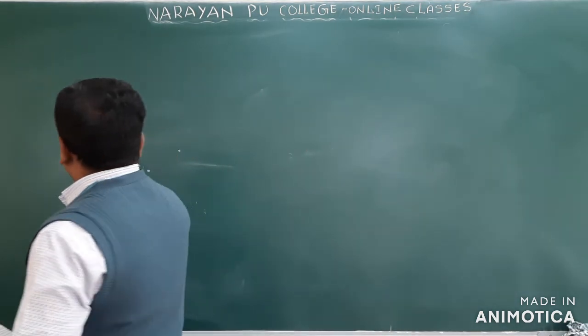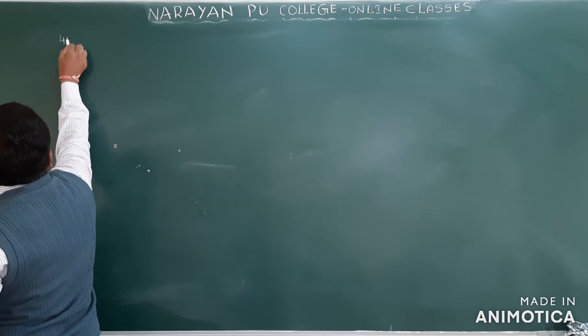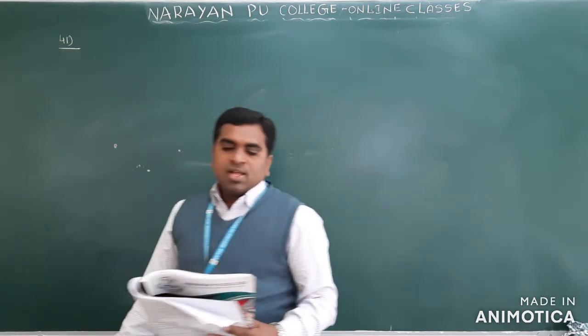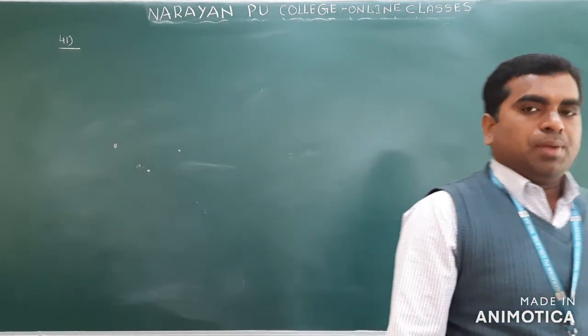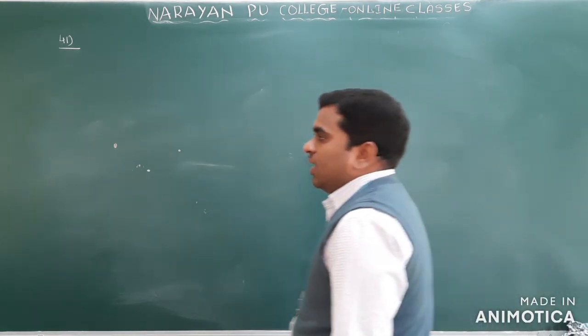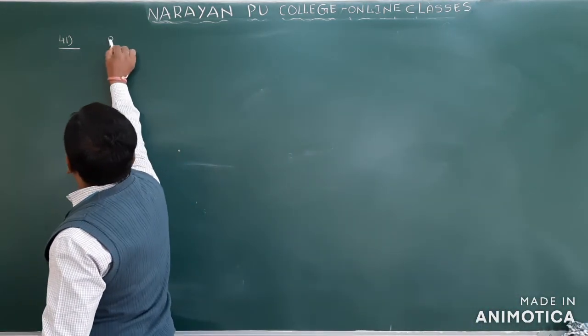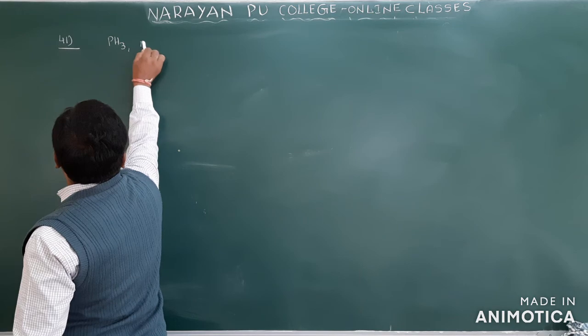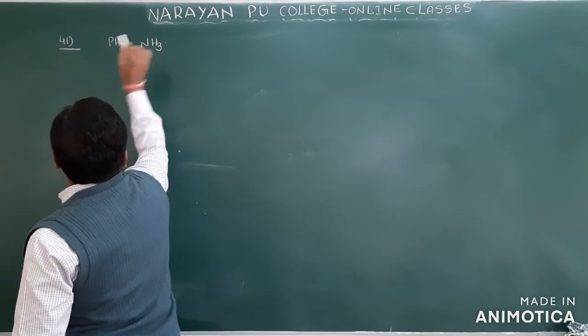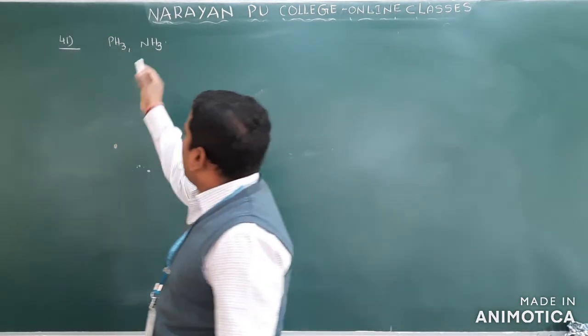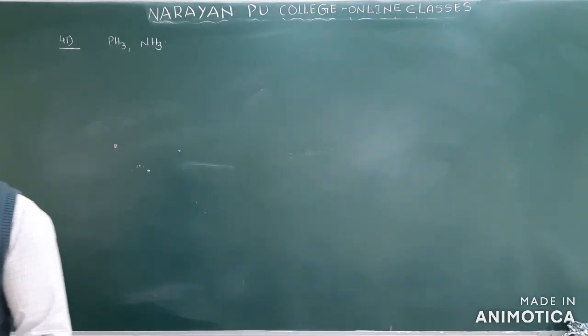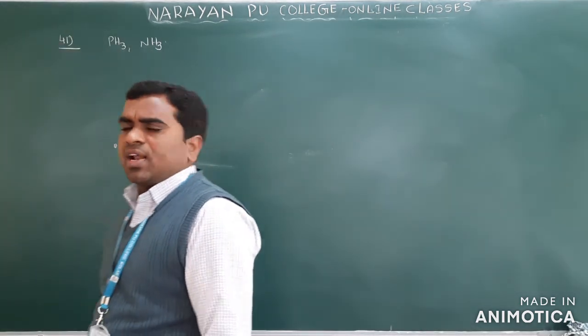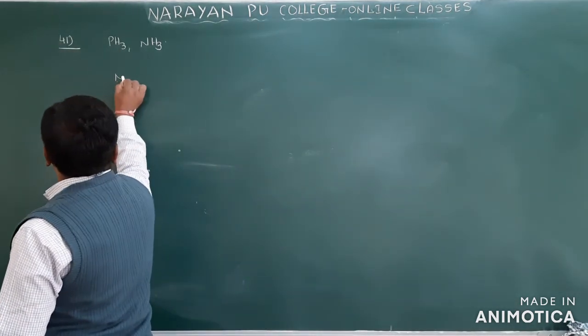Next one. Coming to the question number, let's see part 1. The bond angle in PH3 means they are comparing the bond angle between PH3 and NH3. PH3 and NH3. You know what is the shape of this molecule? Pyramidal shape. Clear? Ammonia. So this is ammonia.